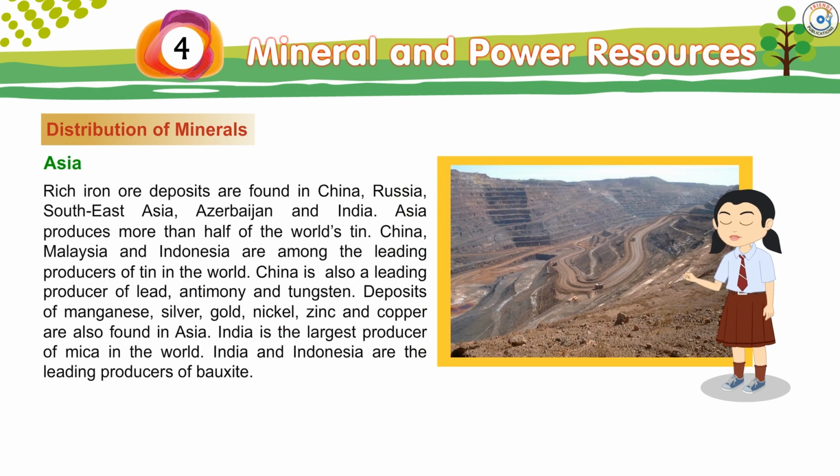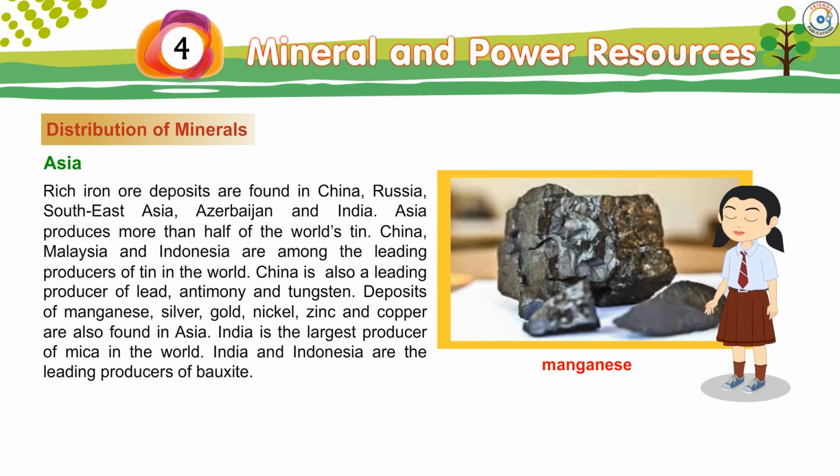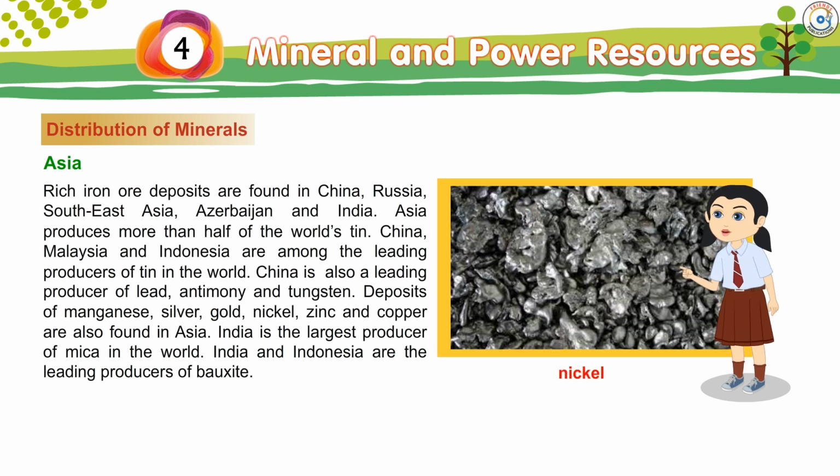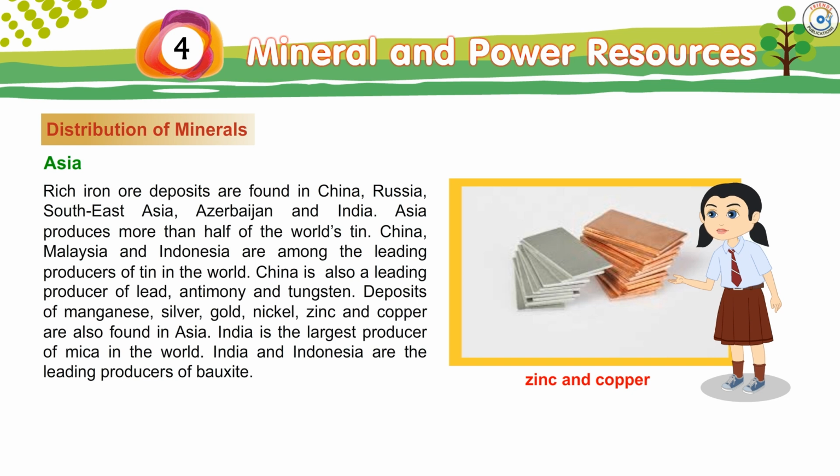Asia. Rich iron ore deposits are found in China, Russia, Southeast Asia, Azerbaijan, and India. Asia produces more than half of the world's tin. China, Malaysia, and Indonesia are among the leading producers of tin in the world. China is also a leading producer of lead, antimony, and tungsten. Deposits of manganese, silver, gold, nickel, zinc and copper are also found in Asia. India is the largest producer of mica in the world. India and Indonesia are the leading producers of bauxite.